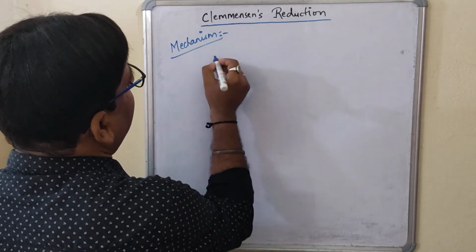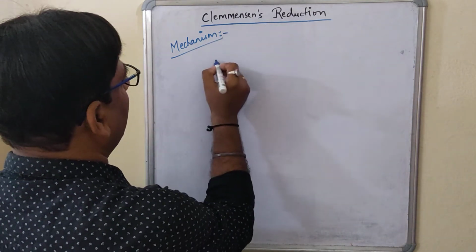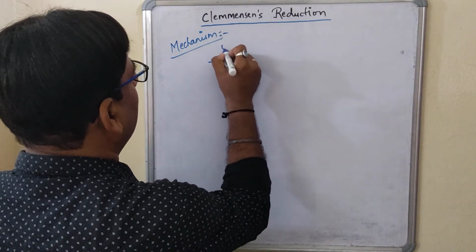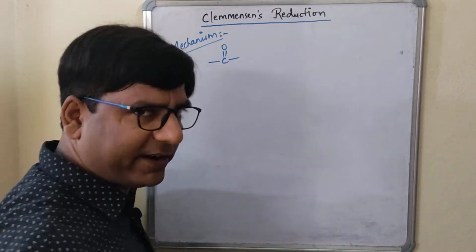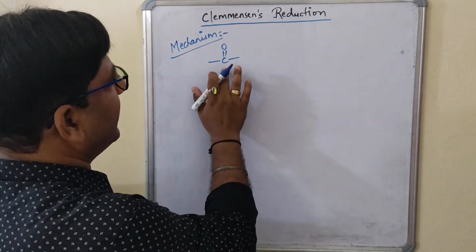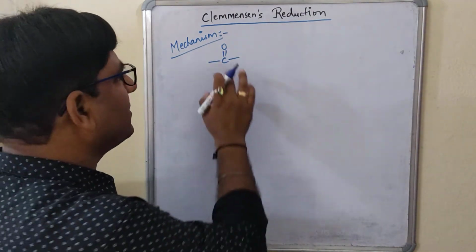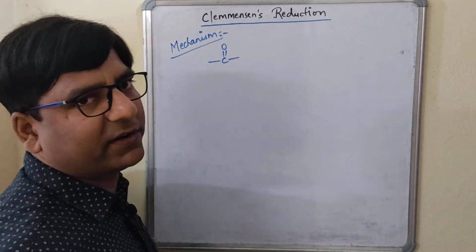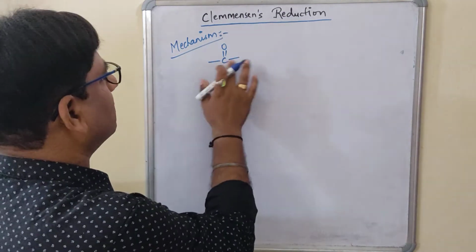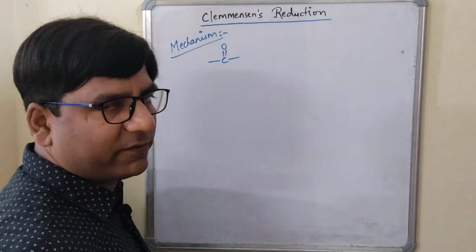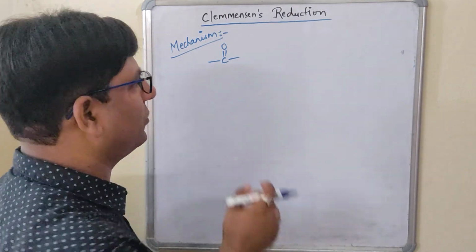Now, in the first step, students, I am not specifying any particular aldehyde or ketone. I have just taken the carbonyl functional group, because this carbonyl functional group will get converted into CH2, and whichever aldehyde or ketone you use, you can write the corresponding structure.